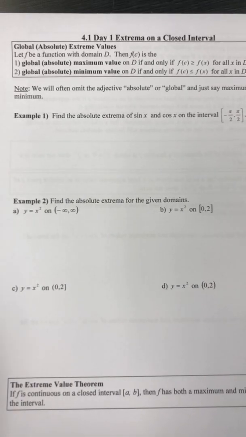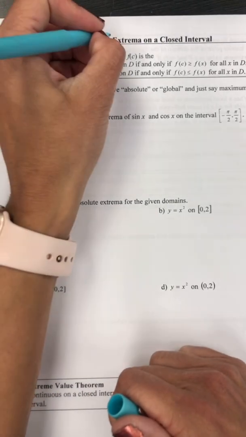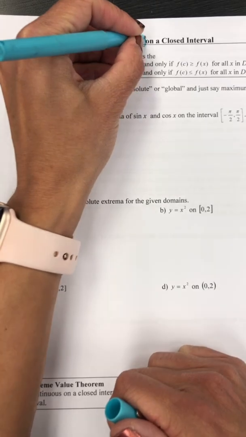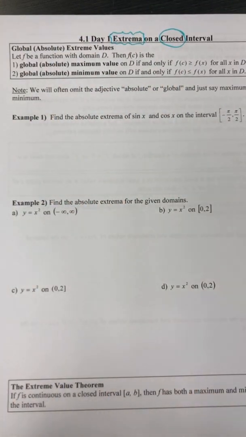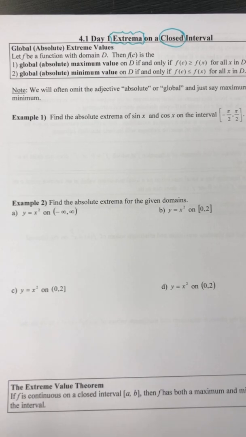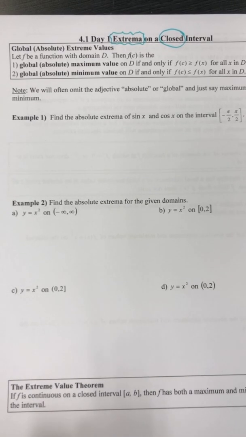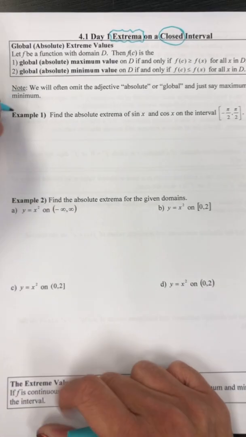Hi. All right. So we're on 4.1, day 1, extrema on a closed interval. So we're going to learn what these words represent today. Global or absolute extreme values are what we're going to be looking at today. And we can have an absolute maximum or we can have an absolute minimum. So I'm going to start by showing you what that looks like on the graph.